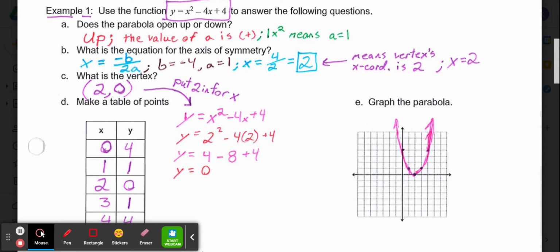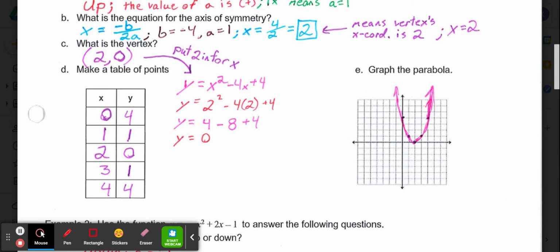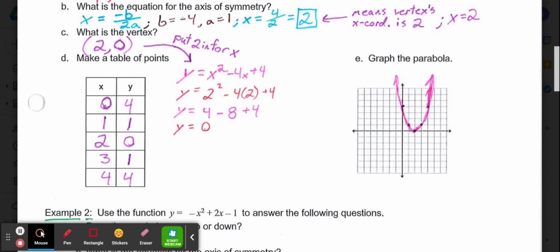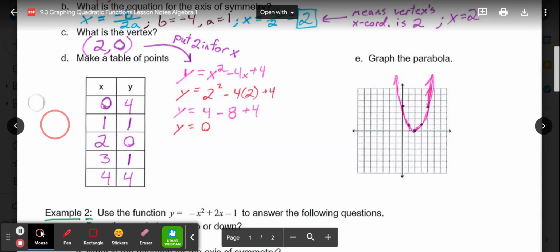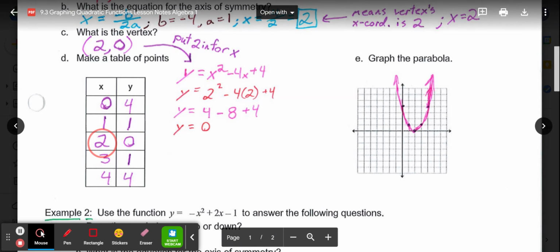So now to graph it, we want to make a table of points. And you always want to use at least 5 points, 2 on each side of the vertex. So in this case, the vertex would go here in the middle of my table, x value 2, y value 0. Then the next numbers that I'm going to put in for x are 2 to the left of that, so 1 and 0, and 2 to the right, which would be 3 and 4.